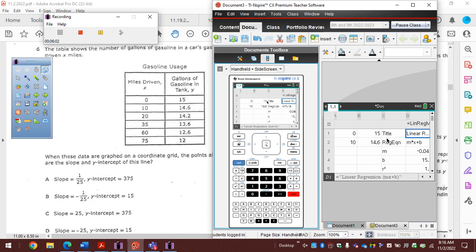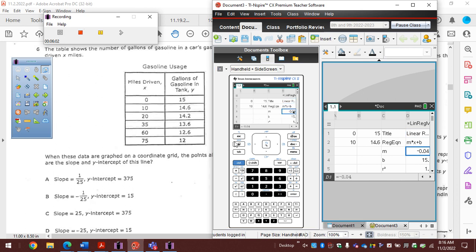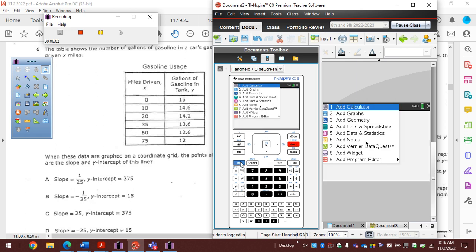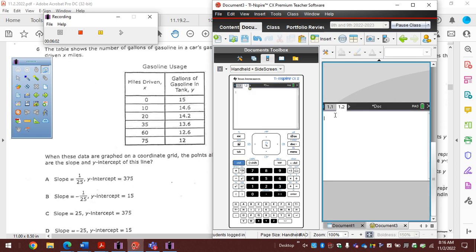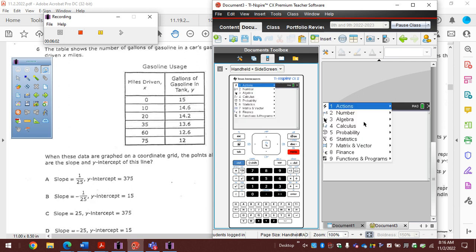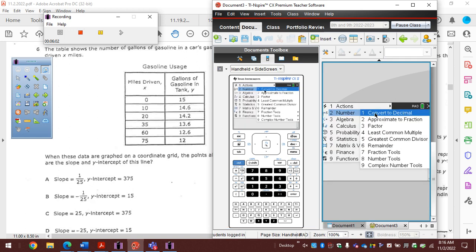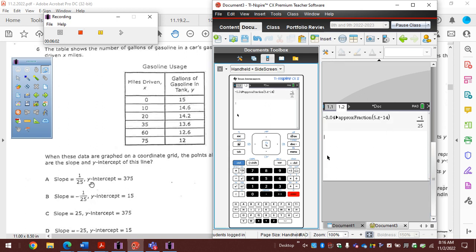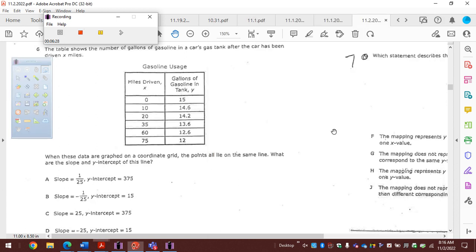I'm going to show you a trick real quick, just in case you don't know it. You come here, Ctrl C, Ctrl, add a document, oops, add a calculator, Ctrl V to paste it. Then I go to Menu, Number, and convert to a fraction. It should give you the same fraction we have there. That's doable, it works, but you could have done it a little faster by just using a constant.